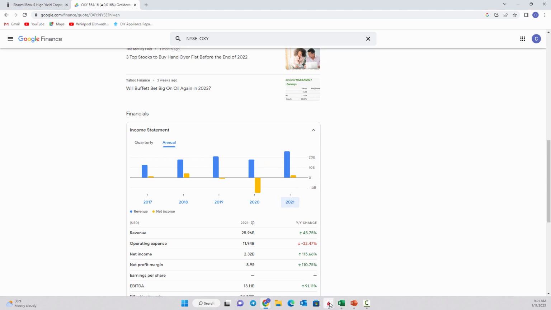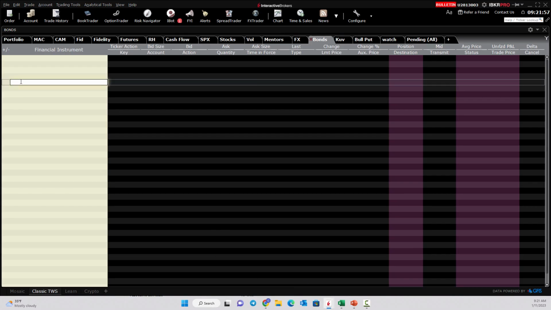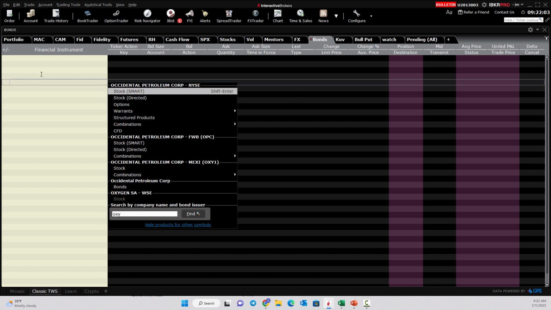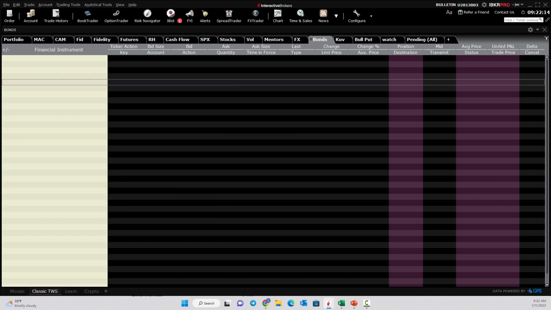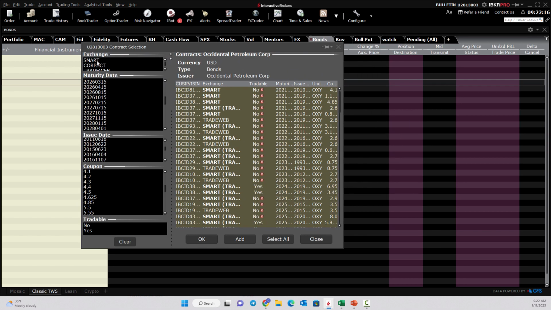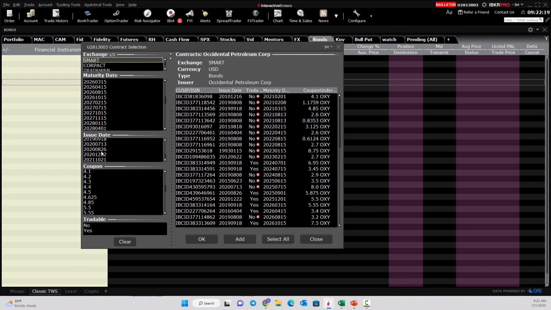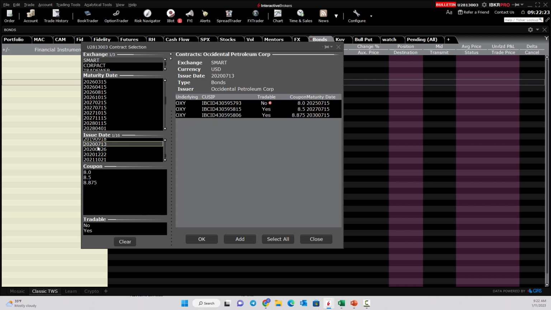So if we come over here and look, let's use Oxy as an example. This is on the TWS Trader Workstation. If I punch in Oxy, you'll notice it has stock, it has options, it has warrants, and so on. But I'm going to come down here to its bonds. Occidental Petroleum Corp. Click on its bonds. Whoops, it pulled it on the other screen. Let me pull that over. Let's look at the issue date in 2020 because we know that's when things were rough. And you'll notice this is when they were at junk status.